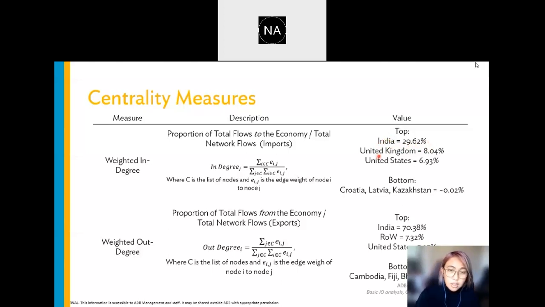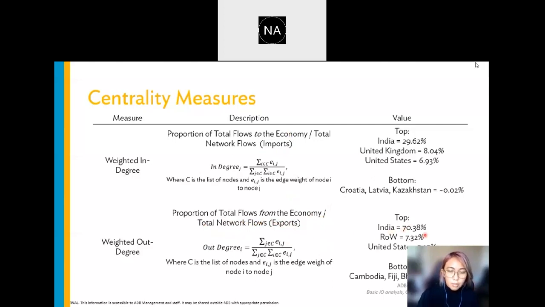Of course, we expect India to be the highest since we selected all trade flows that are going in and out of India. The next top economies are United Kingdom and United States. So this means that these are the economies that are importing high values of telecommunications to India. The ones that are importing low are Croatia, Latvia, and Kazakhstan.